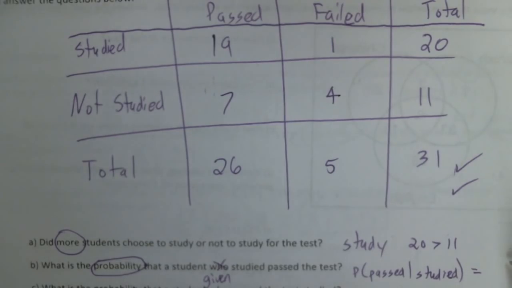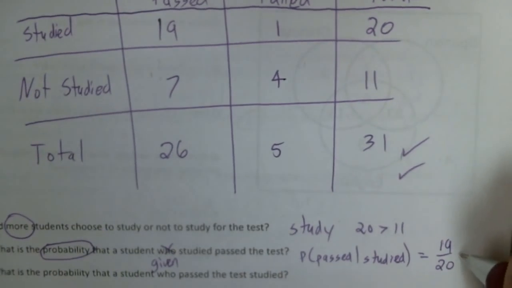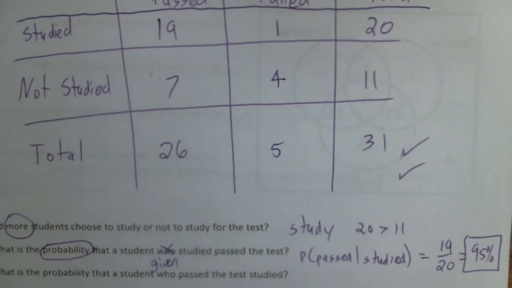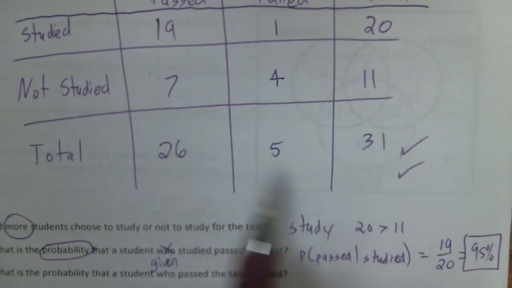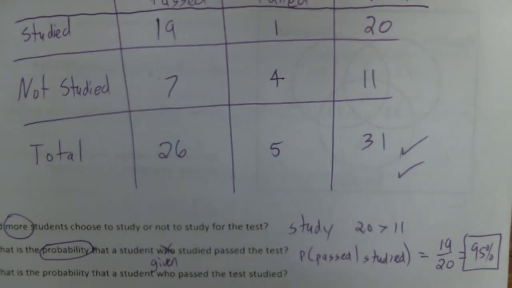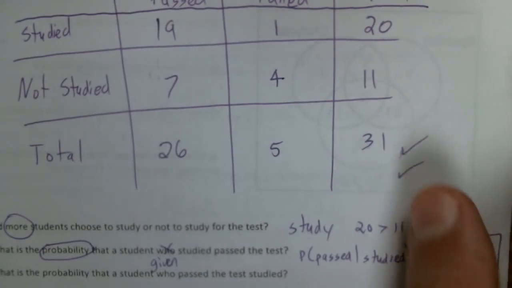And that's going to be equal to 19 out of 20. Tomorrow on the test, maybe it's a percentage. That would be 95%. That makes sense. 95% of students who studied passed the test. If you guys are watching this video, then you're studying, so I'm hoping you're going to pass the test.